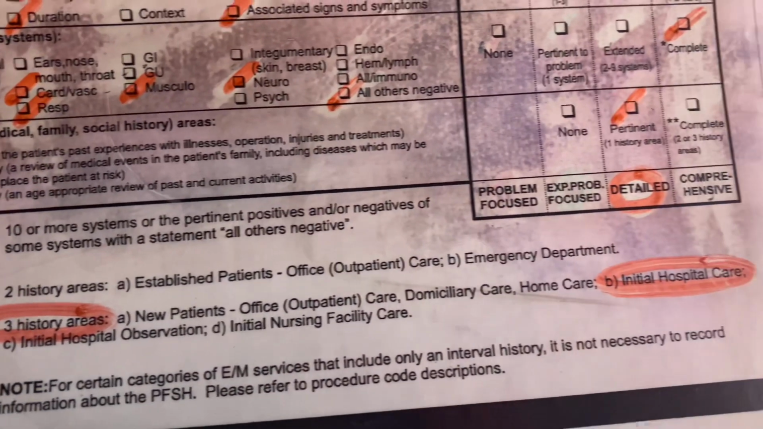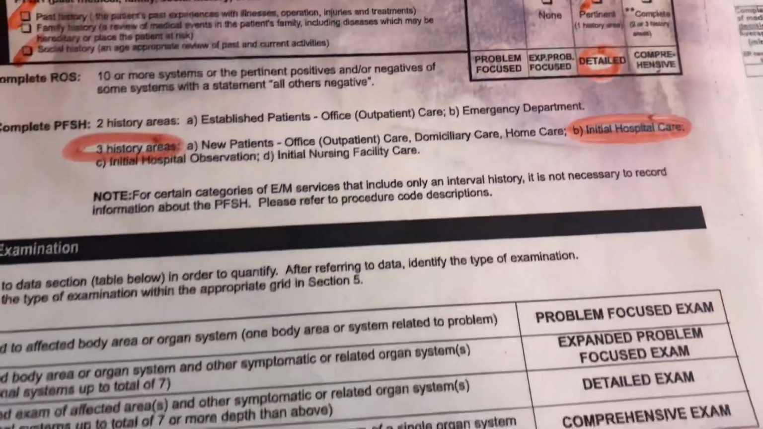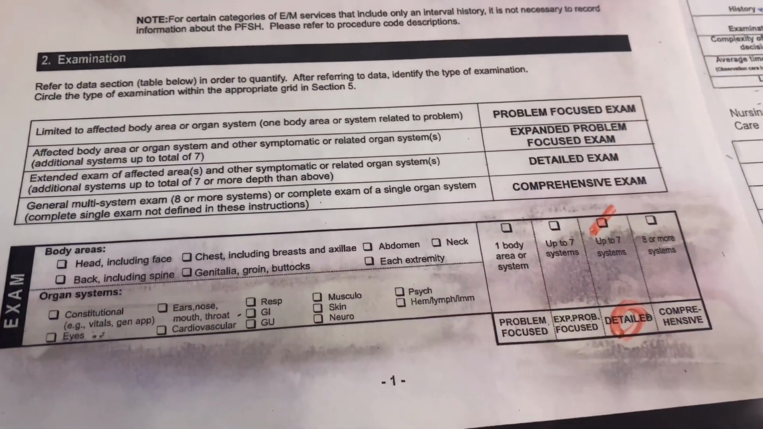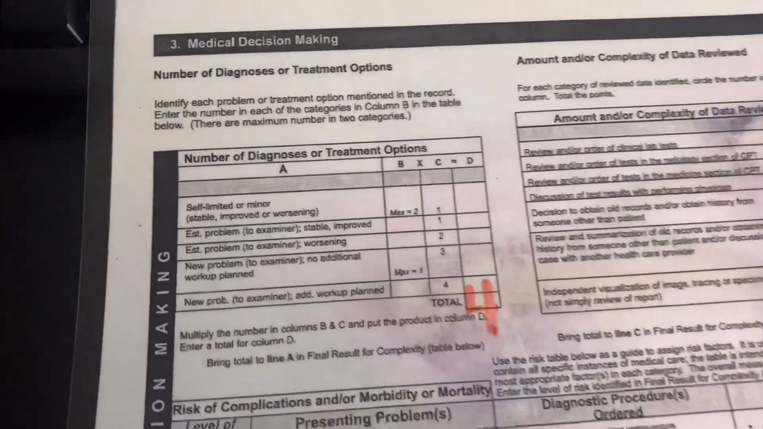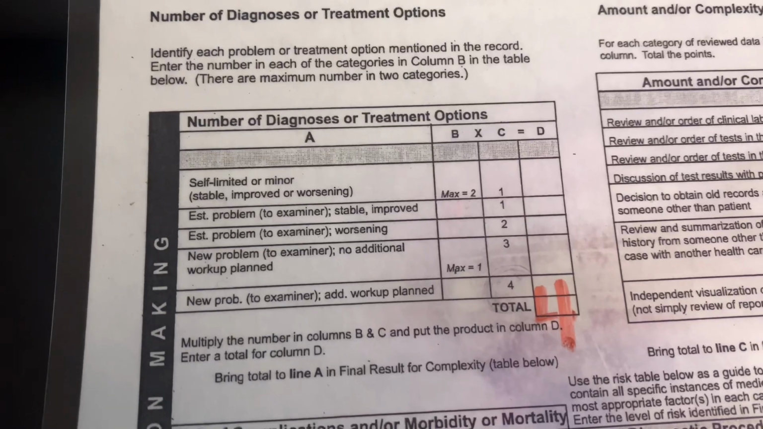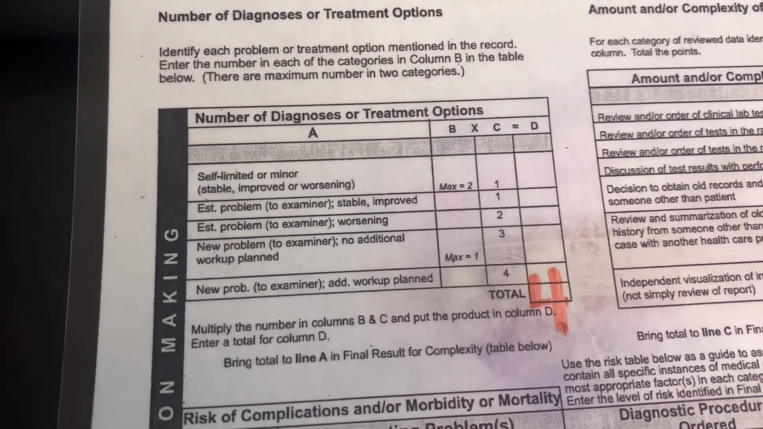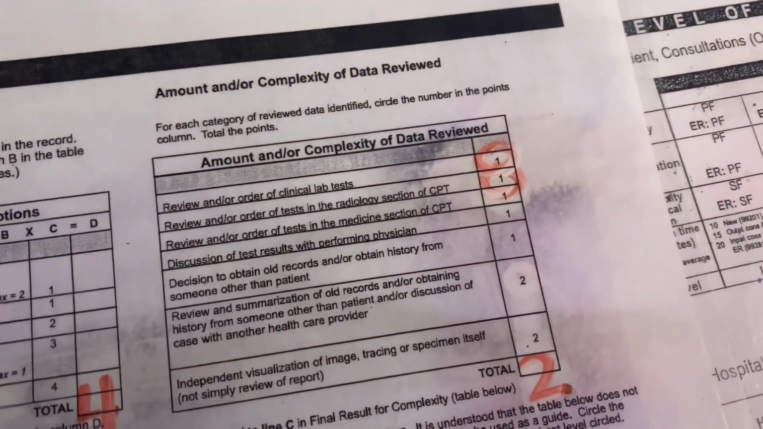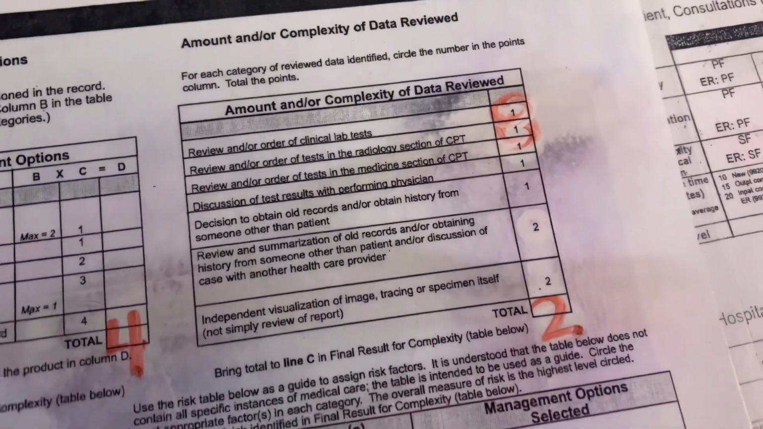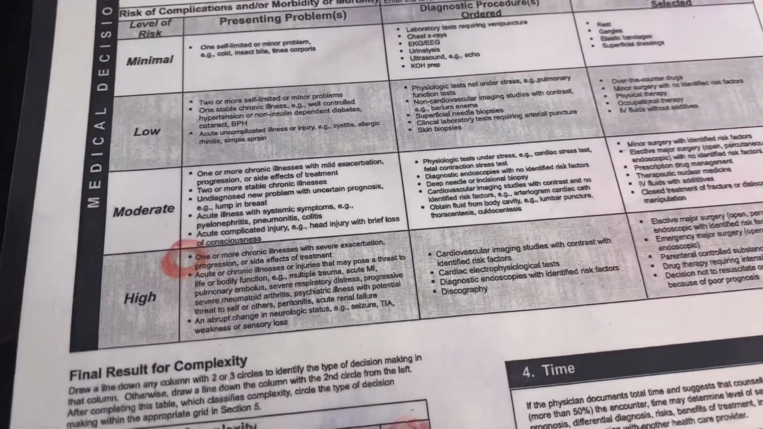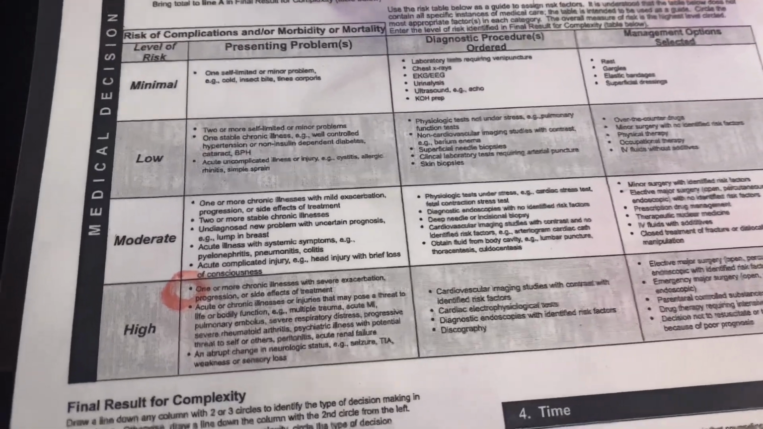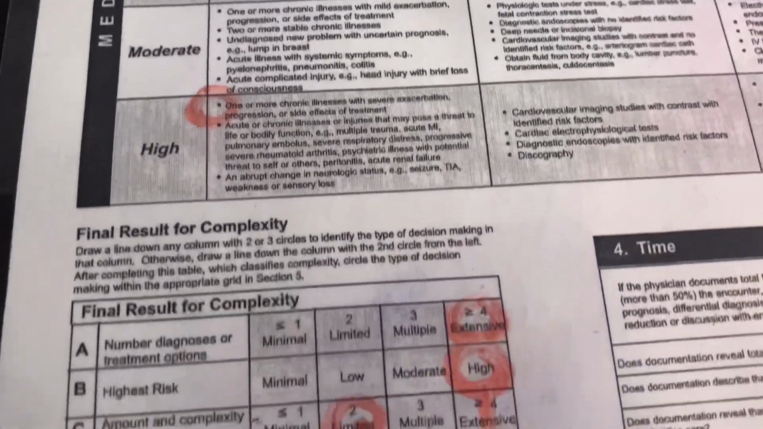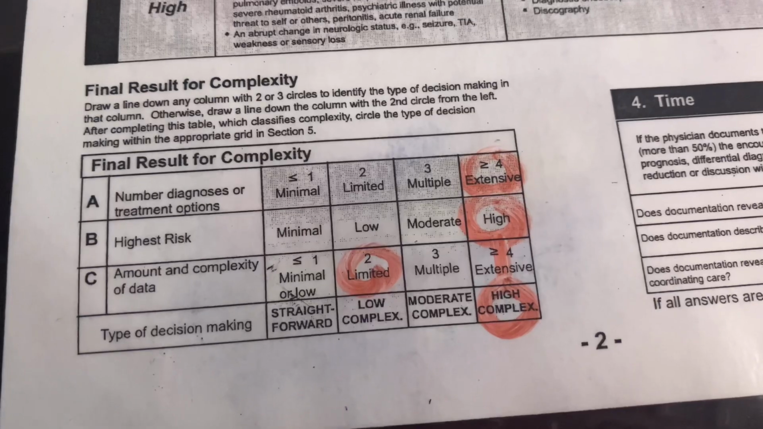My exam was detailed. I was able to get detailed by doing the 4x4. And then when it comes to medical decision making, I had 4 points for new problem with additional workup, 2 points for labs reviewed and the radiology that we reviewed or ordered, and then it was high complexity. So when you have 2 circles down here in this chart, you come up with a high medical decision making.